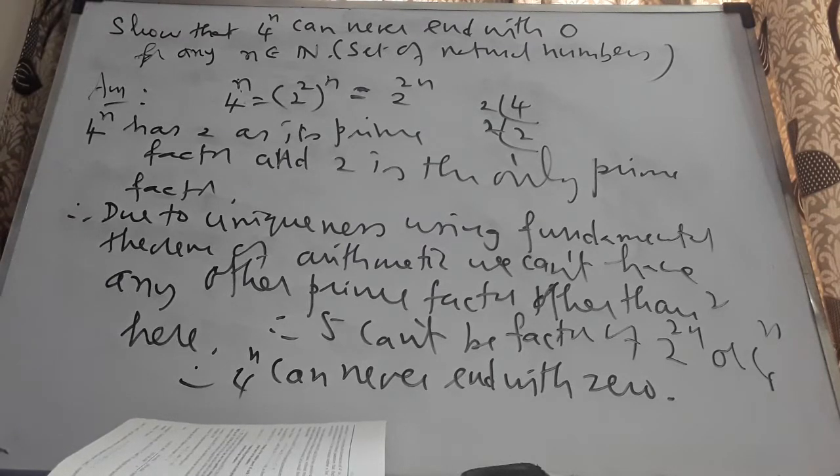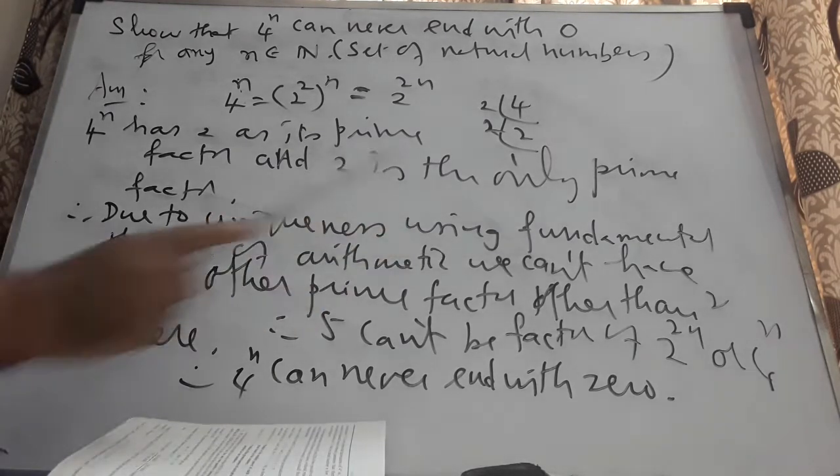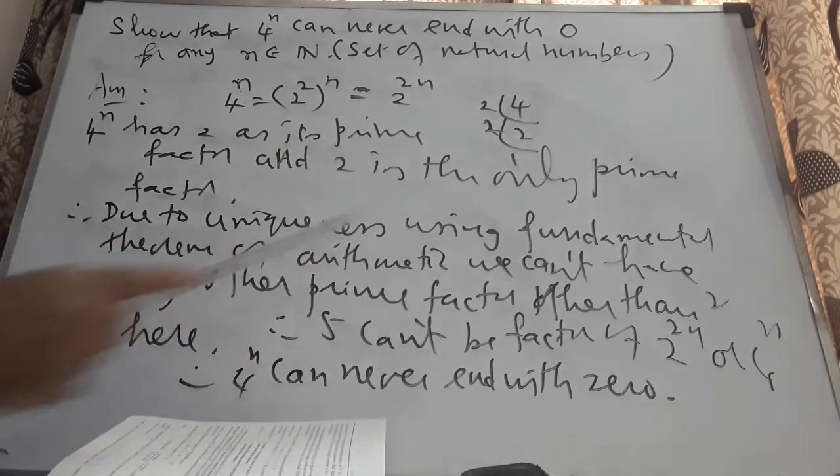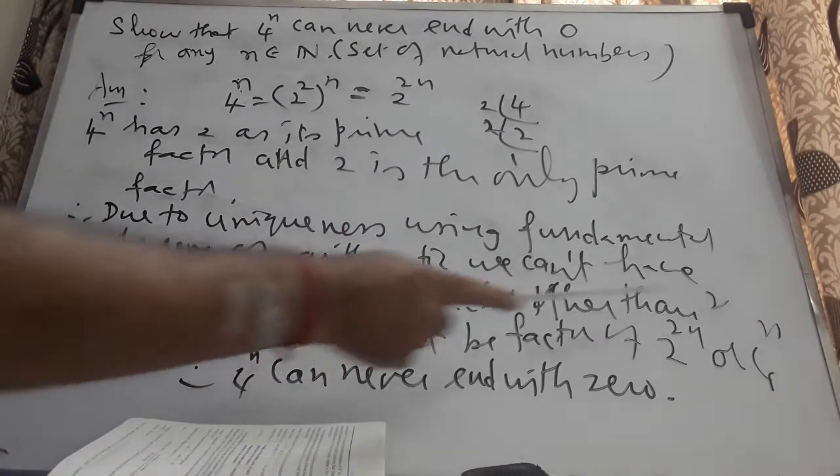Okay, for example, 2 into 5 into 3 is the same as 2 into 3 into 5 is the same as 3 into 5 into 2. That's the meaning of order in which you write. Either way you can write. Okay, except for the order, it will be unique. The factors will be unique. Due to uniqueness using the fundamental theorem of arithmetic, we can't have any other prime factor other than 2.